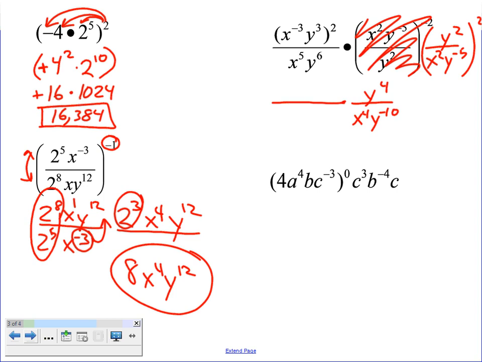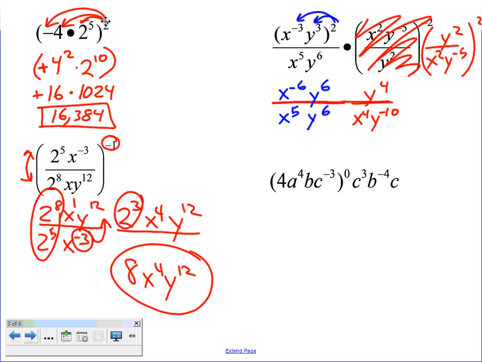And I simply can just add this fraction. Really, I can just make it one big fraction. And I'm going to copy down and do it in a different color. So I'm going to distribute the 2. So we have x to the -6, y to the +6, x to the 5th, y to the 6th.